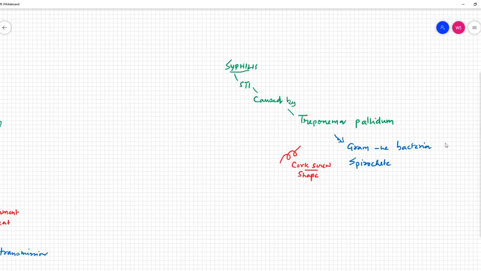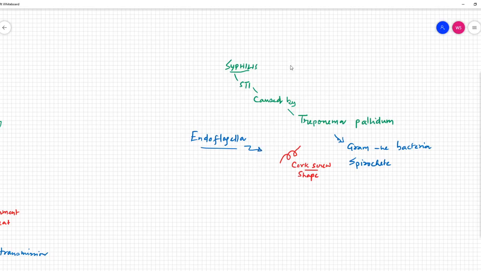Okay, and it is spiral, it is having the shape because it has got endoflagella. Okay, endoflagella. Sorry, I write it down again. Okay, endoflagella. So it's got an endoflagella that gives it this corkscrew shape.